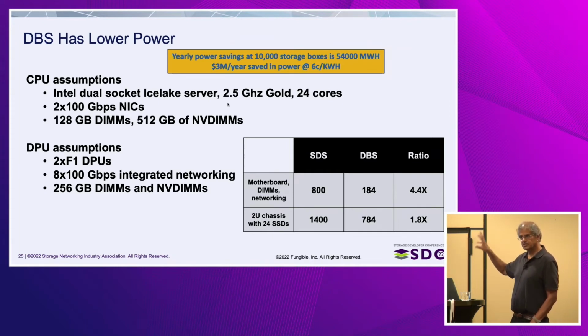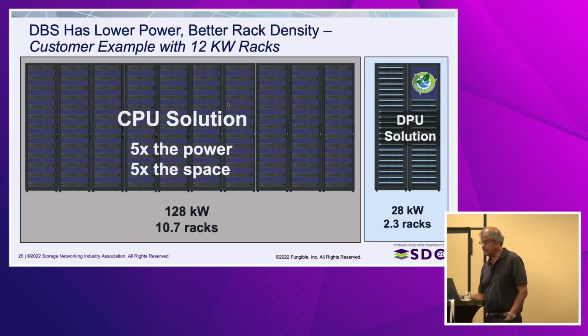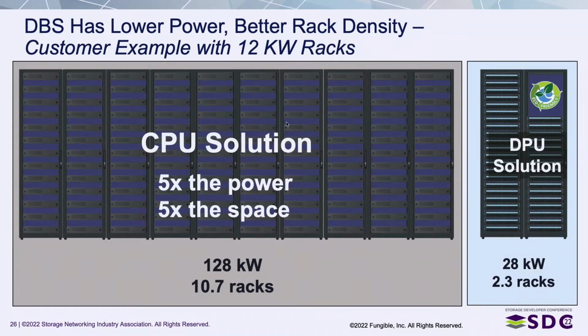So this equation is factoring a lot in our discussions with customers. This is a big deal, right? Saving somebody $3 million a year is a big deal. So we think this is important. And then from a rack space point of view, again, this is a real customer example. We can do the same thing with 1/5 as many racks, or rack units, if you will. And again, this is a combination of our power advantage, because this customer has 12 kilowatt racks, so there's only so much you can put in a rack before you go to the next rack, and so on. So that's that.